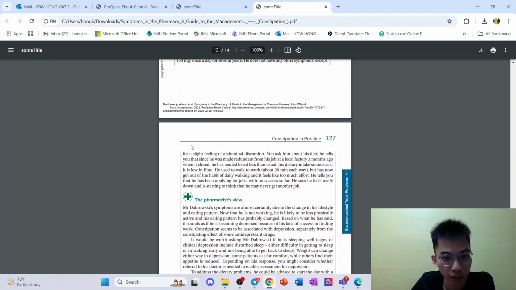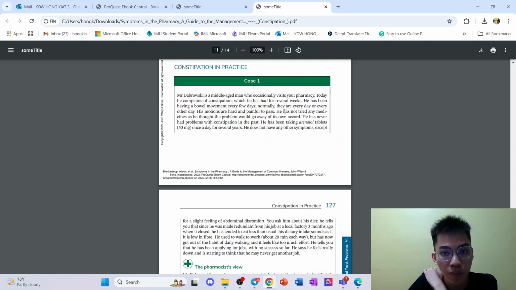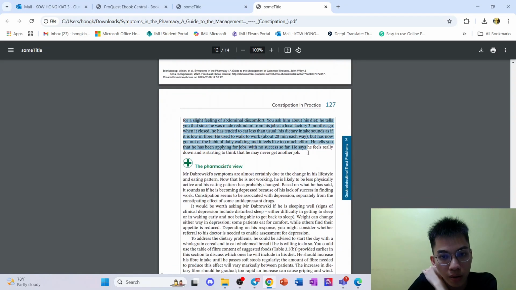Let's read. Mr. Davasti is a middle-aged man who occasionally visits a pharmacy, complains of constipation for several weeks, has been having a bowel movement every few days, normally every day. His motions are hard and painful to pass. Basically, what is the patient experiencing, signs and symptoms? He hasn't tried any medications as he thought the problem would go away of its own accord. Basically, no medication history. He has no problem with constipation in the past. And what is the medication history? Atenolol tablets once a day for several years. And yeah, the case is quite long.